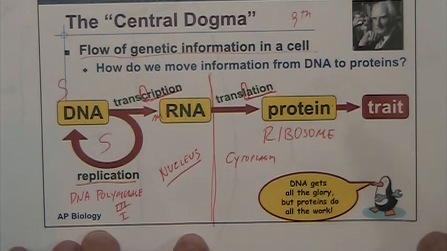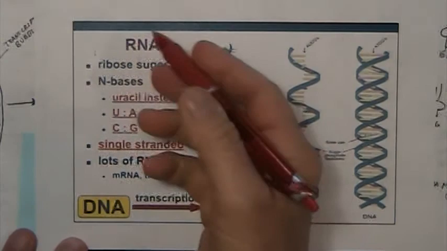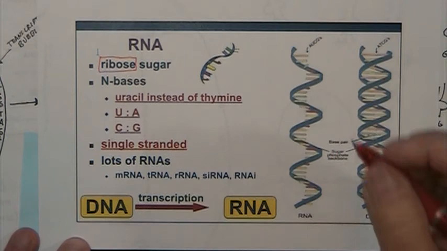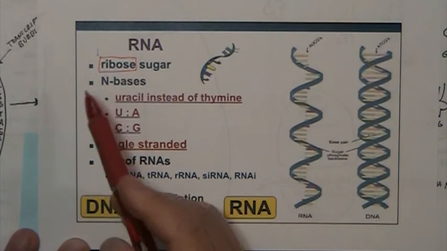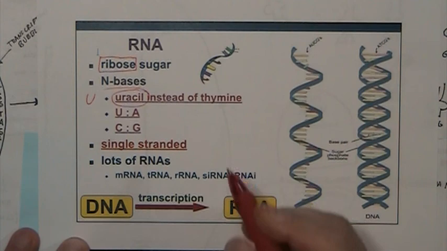Since we're going to be talking about RNA, let's have a quick review of our RNA situation. RNA is the other nucleic acid. Instead of deoxyribose, the sugar in this case is going to be ribose, and in your textbook you have a nice picture of it, you can look at that. The nitrogen bases, you're going to have a difference. You're going to have uracil, that in RNA is going to replace thymine.